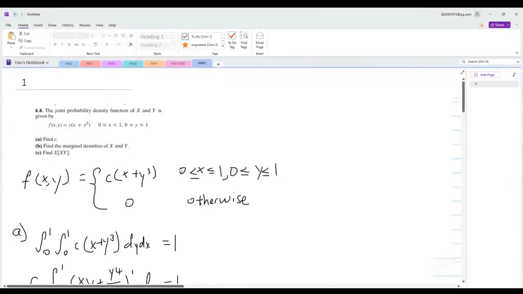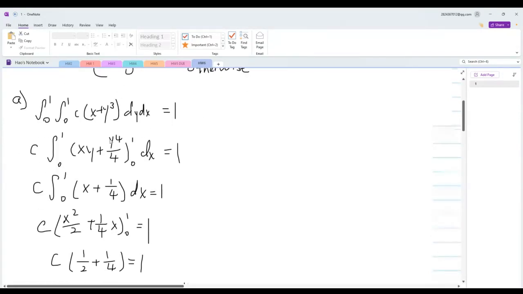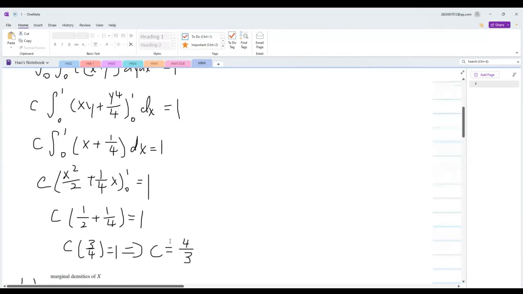I got question 6.8. The joint probability density function of X and Y is given by the following. A, find C. B, find the marginal density of X and Y. C, find this one. And then for A, you just plug the function into the integrals step by step, and then you get C, it's 4/3.